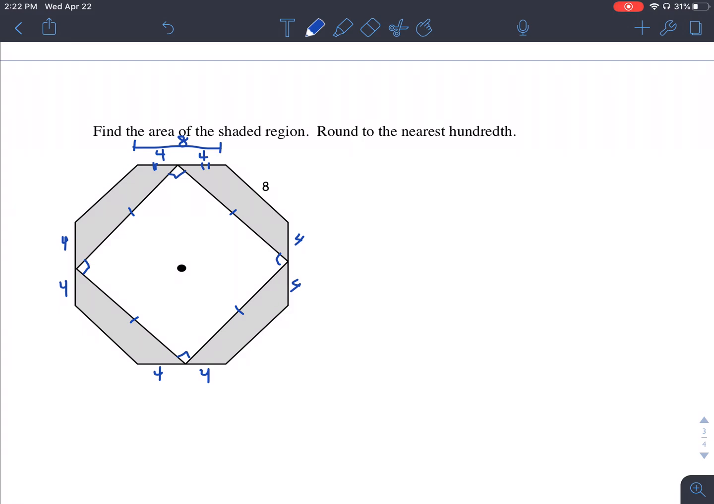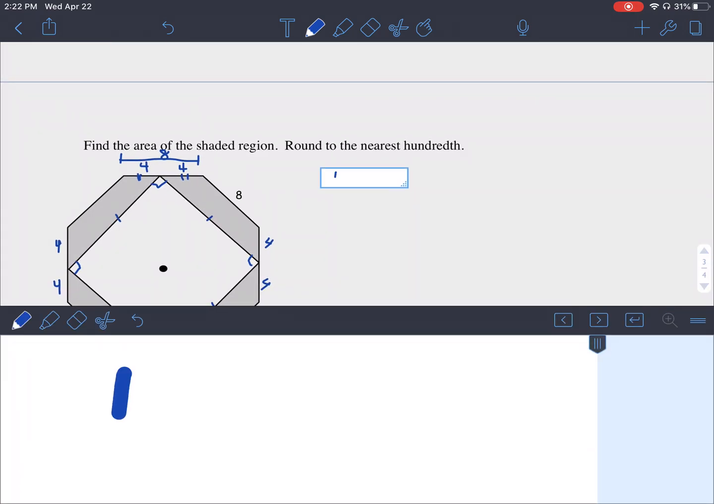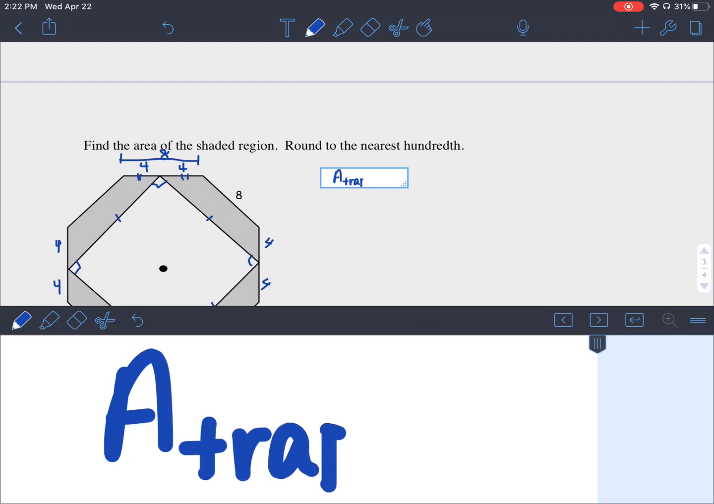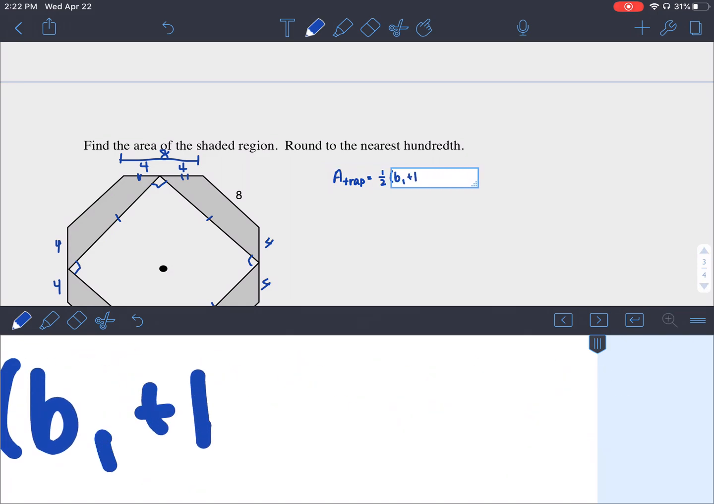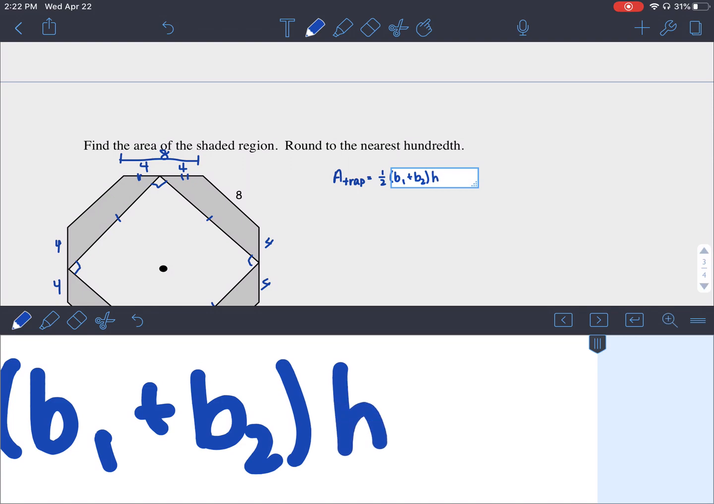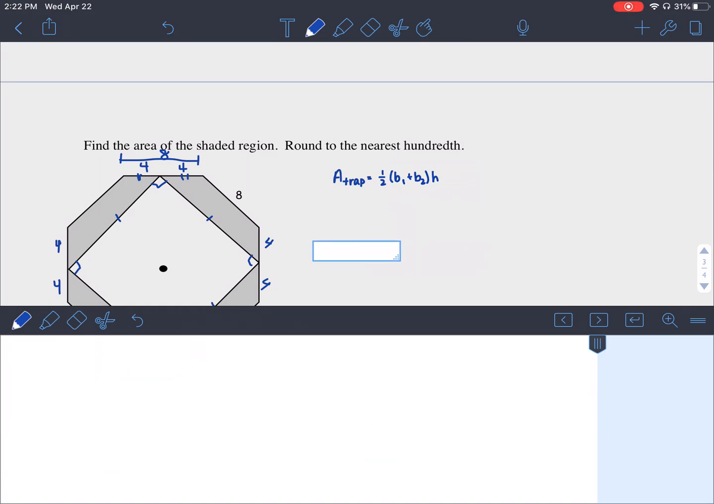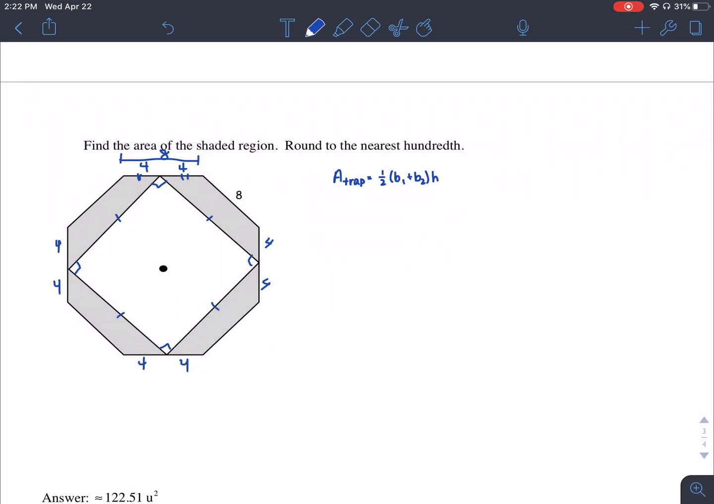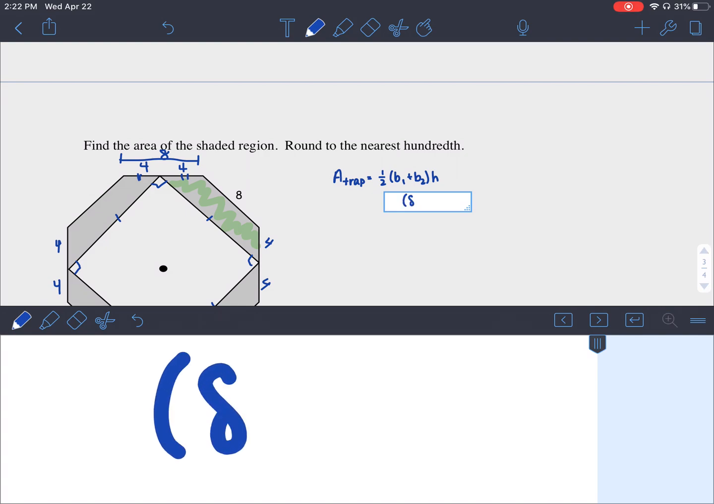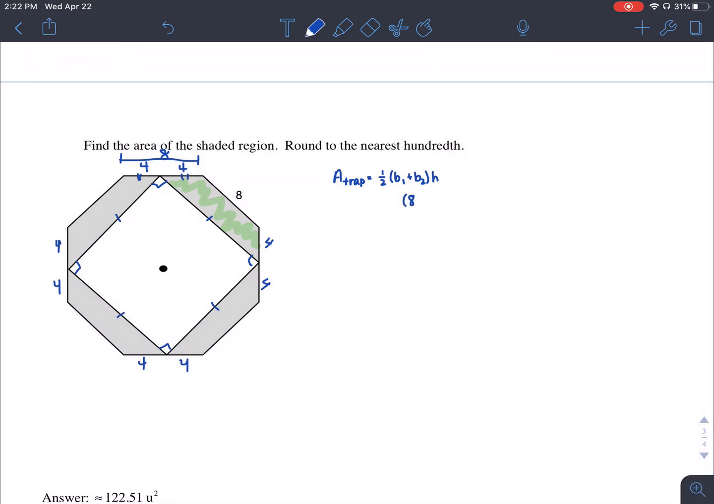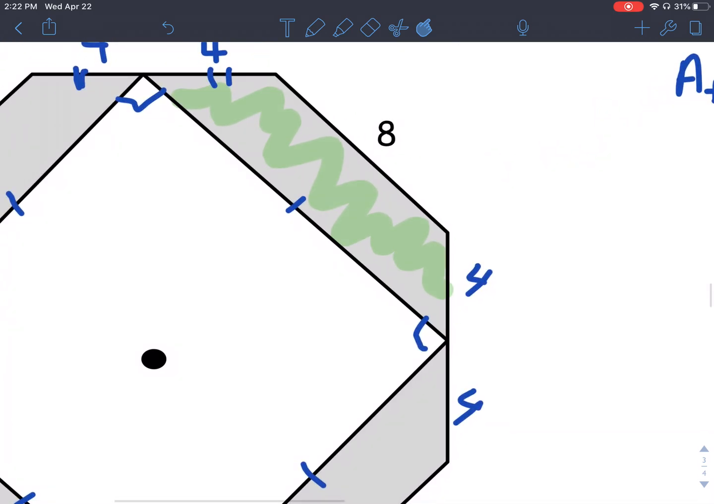So just a friendly reminder, your area of a trapezoid is 1/2 times the sum of your bases times your height, which you can also write as your height times the quantity of your bases, the sum of your bases, divided by 2. Either one's totally fine. So if I look at my trapezoid, and I'm just going to focus on just one of them, I already have one of my bases as 8, because that's given to me.